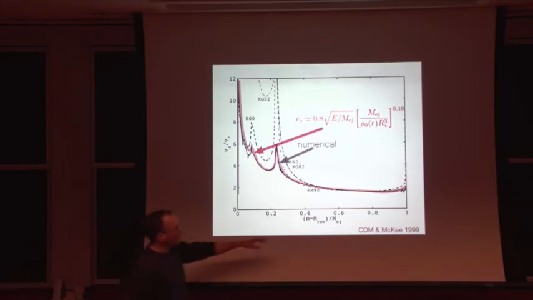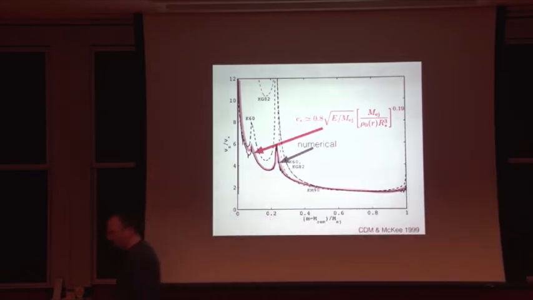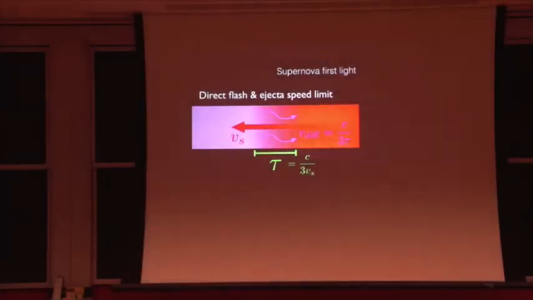No, this is a different progenitor. I'll show you a better example of this in a moment. This is a different progenitor and one in which that acceleration is happening, but it's confined to a small region in mass at the outer reaches of the envelope. It's not a small region in radius.